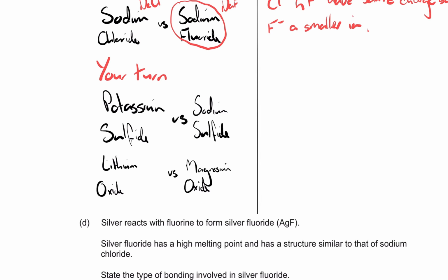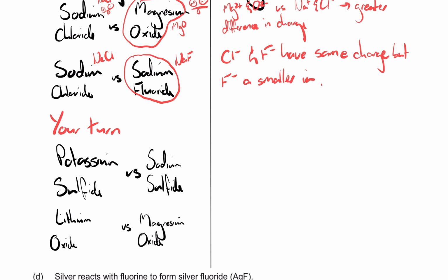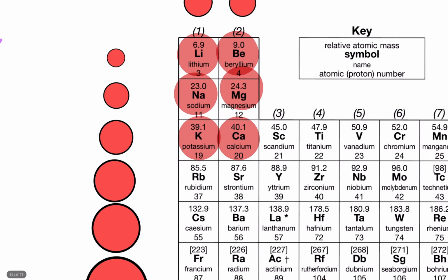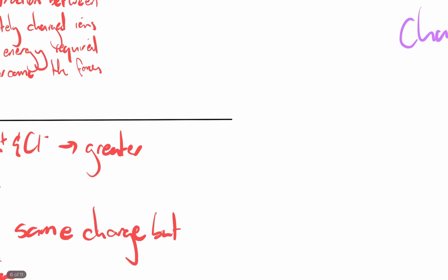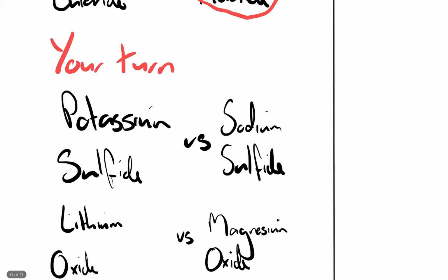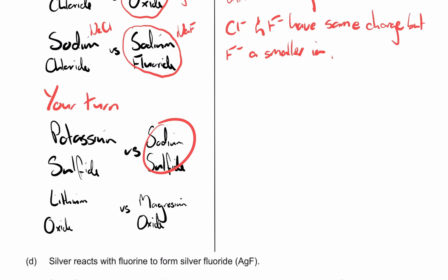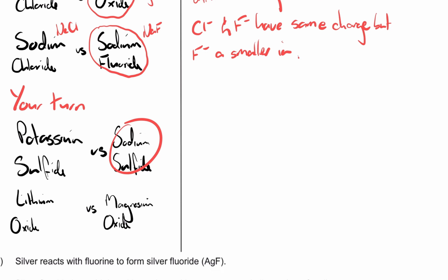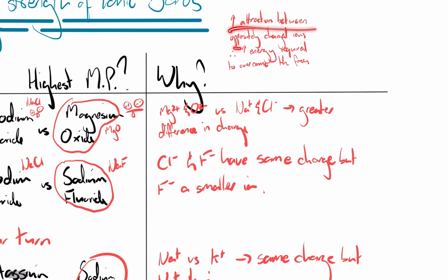So here, we were trying to work out which of these has the stronger ionic bonds. Sodium sulfide, let's have a look. Potassium is bigger than sodium, and so sodium is going to have a greater charge density. So let's circle our sodium sulfide. So we've got Na plus versus K plus, that's our difference. Same charge, but Na plus smaller. Therefore, and it's all of this bit, greater attraction between oppositely charged ions, therefore more energy required to overcome the forces.